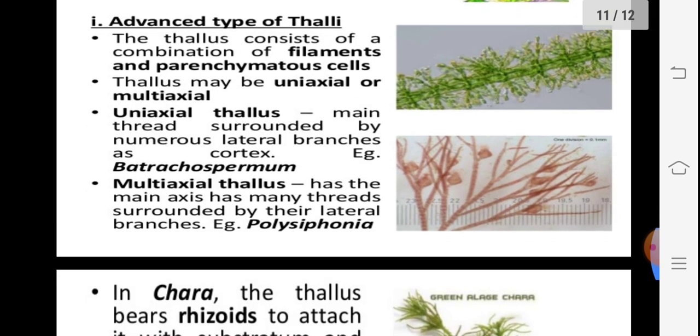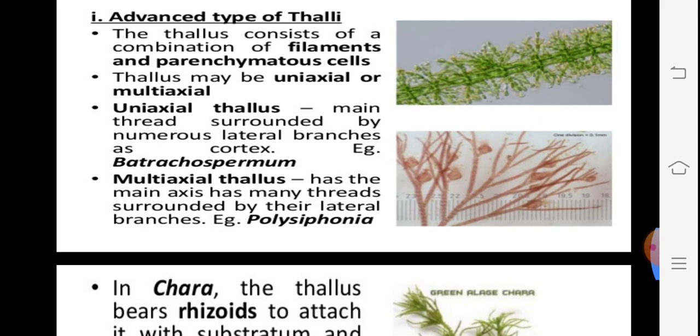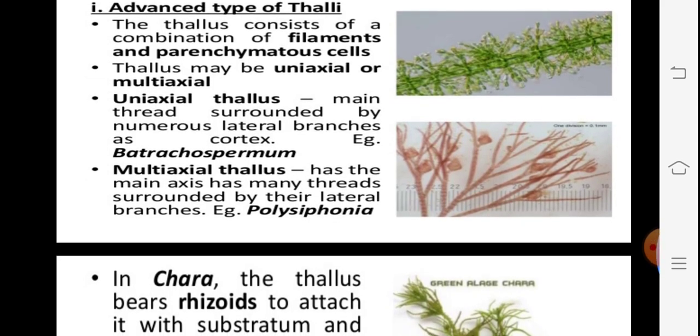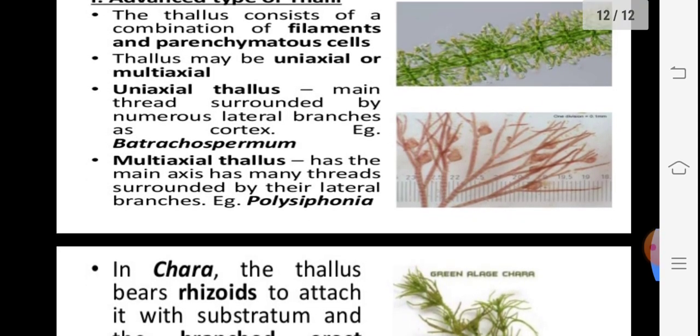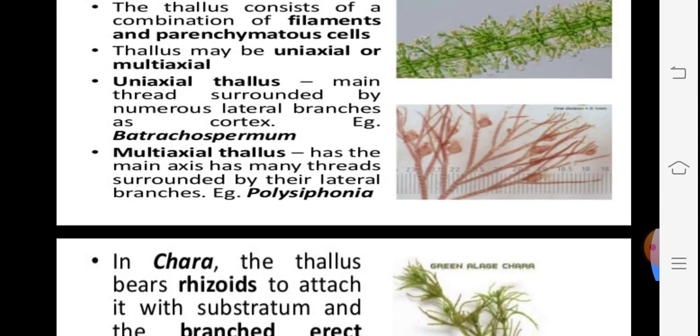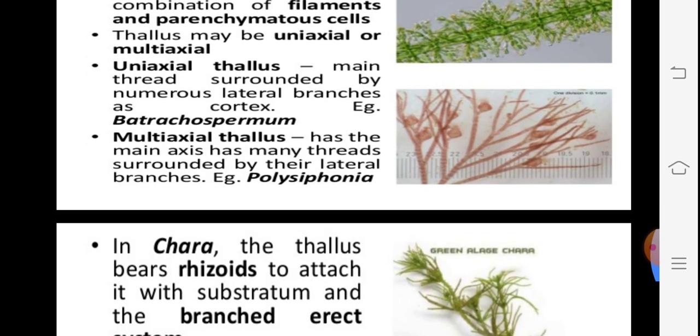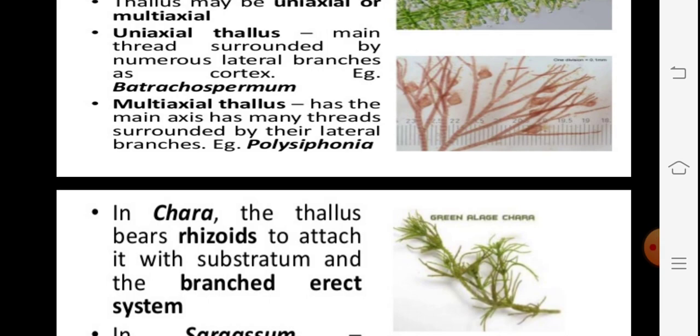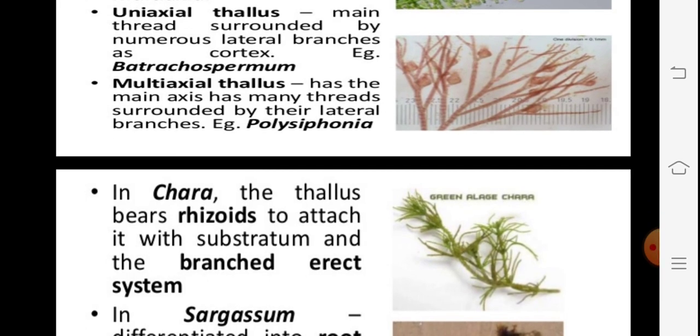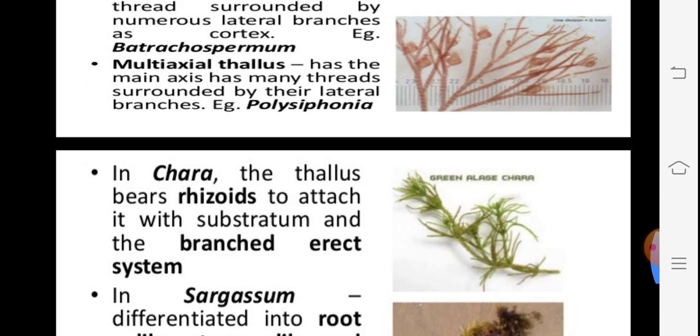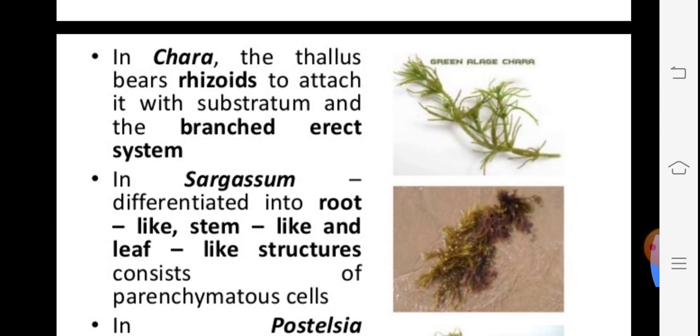Then advanced types of thallus. Some thalli are parenchymatous-like structures. Then some are showing axial thalli. Example, Batrachospermum, right? And the multiaxial thallus has a main axis which shows threads, and these generally have many axes, showing many branches. Then the second family is there, Chara.